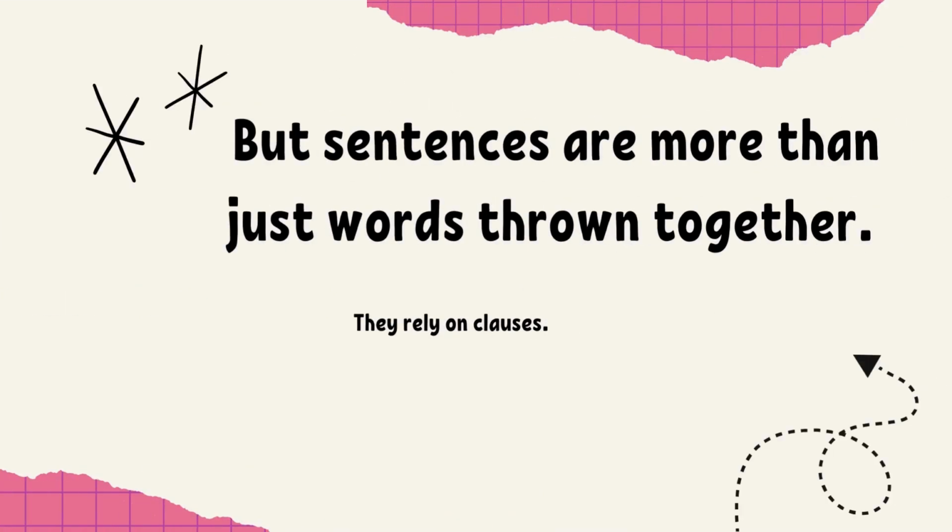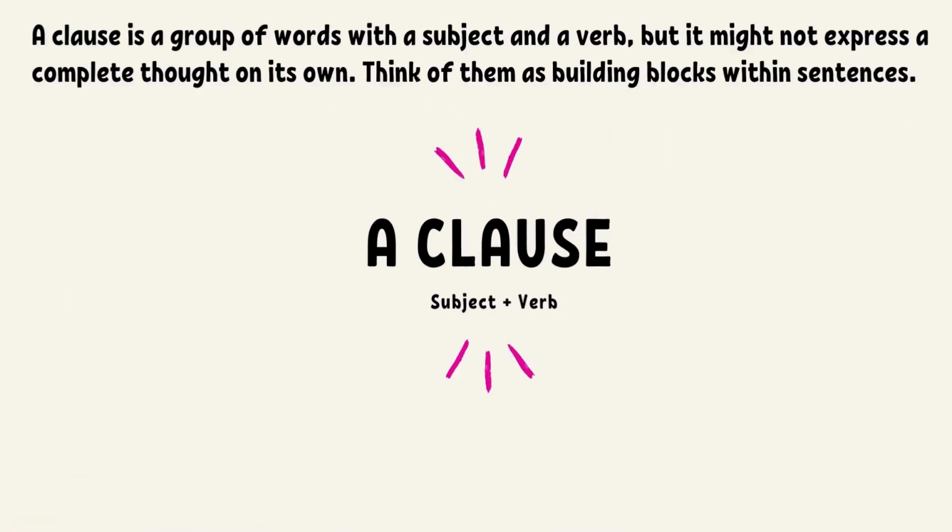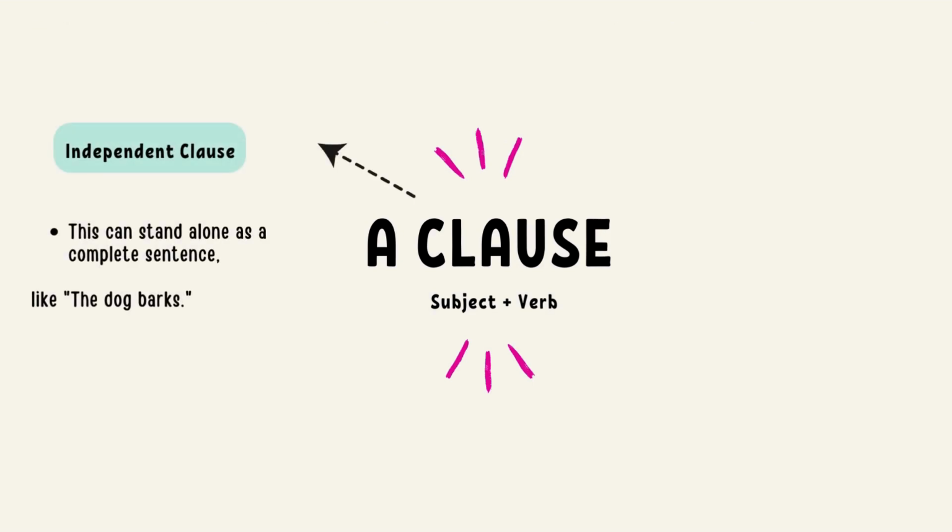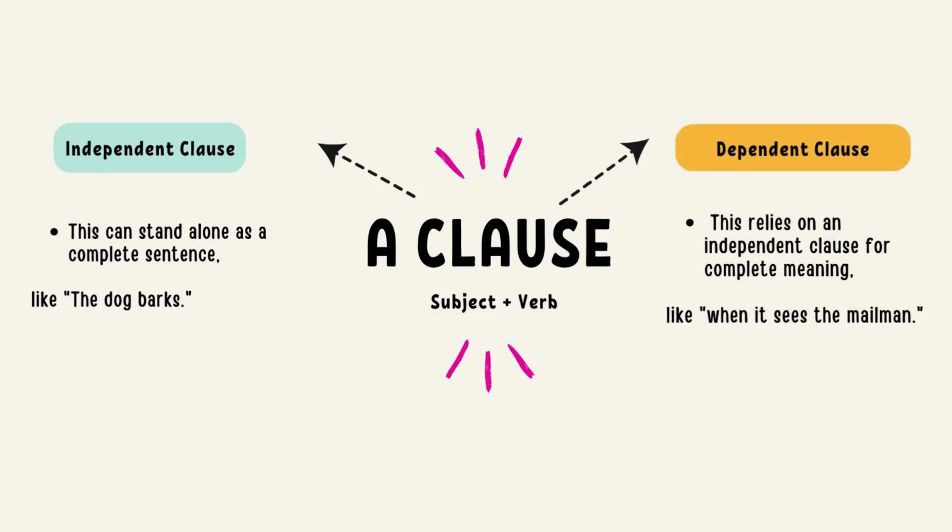But sentences are more than just words thrown together. They rely on clauses. A clause is a group of words with a subject and a verb, but it might not express a complete thought on its own. Think of them as building blocks within sentences. We have 2 types of clauses. 1. Independent clauses. This can stand alone as a complete sentence, like the dog barks. 2. Dependent clauses. This relies on an independent clause for complete meaning, like when it sees the mailman.